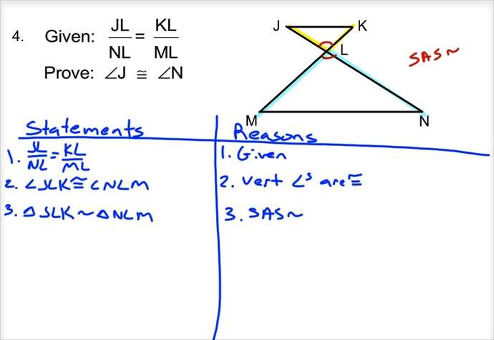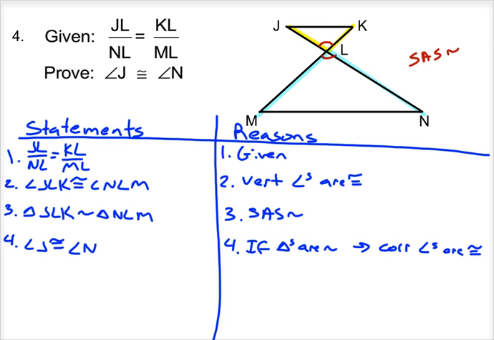And now if the triangles are similar, all the angles should be congruent. So I can get that angle J is congruent to angle N, and my reason is, if triangles are similar, then corresponding angles are congruent.